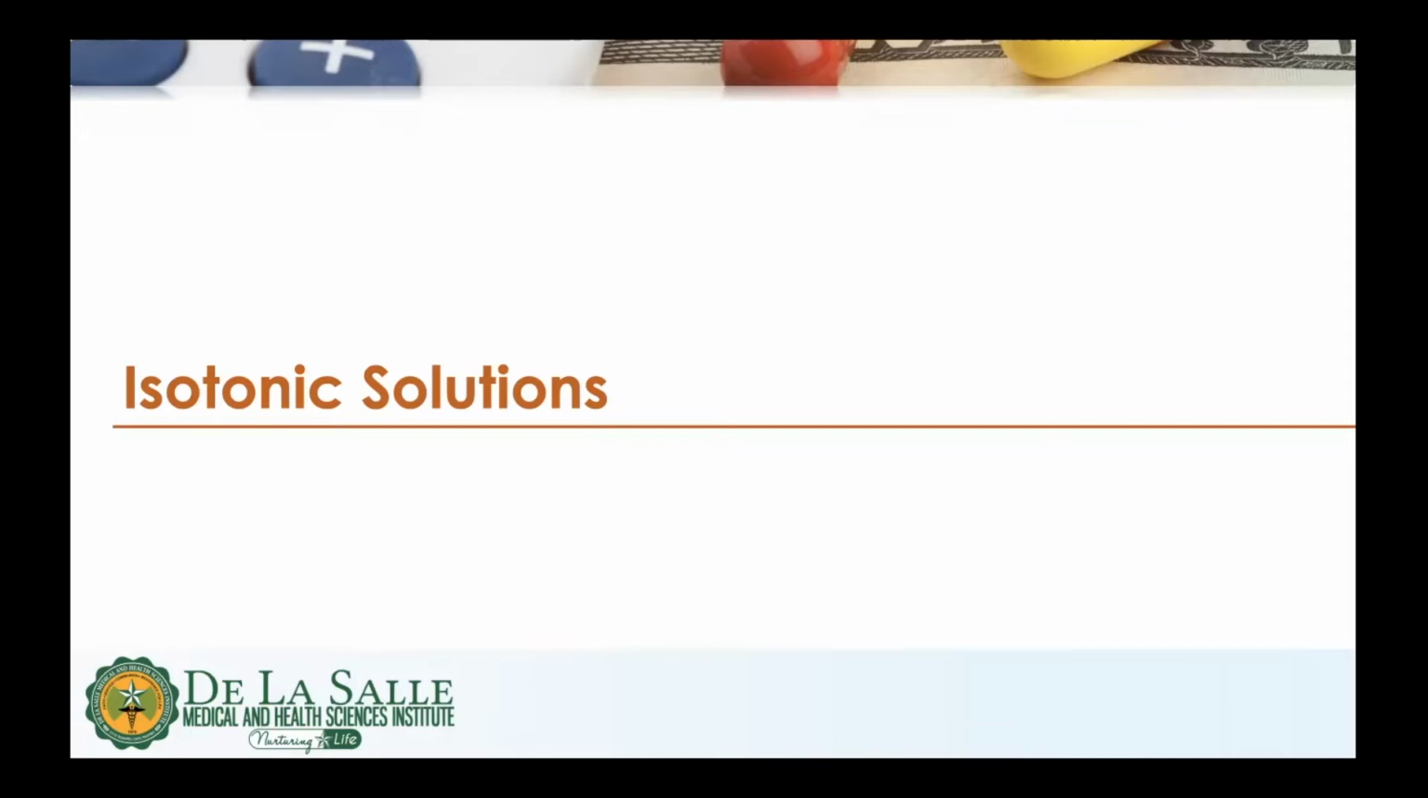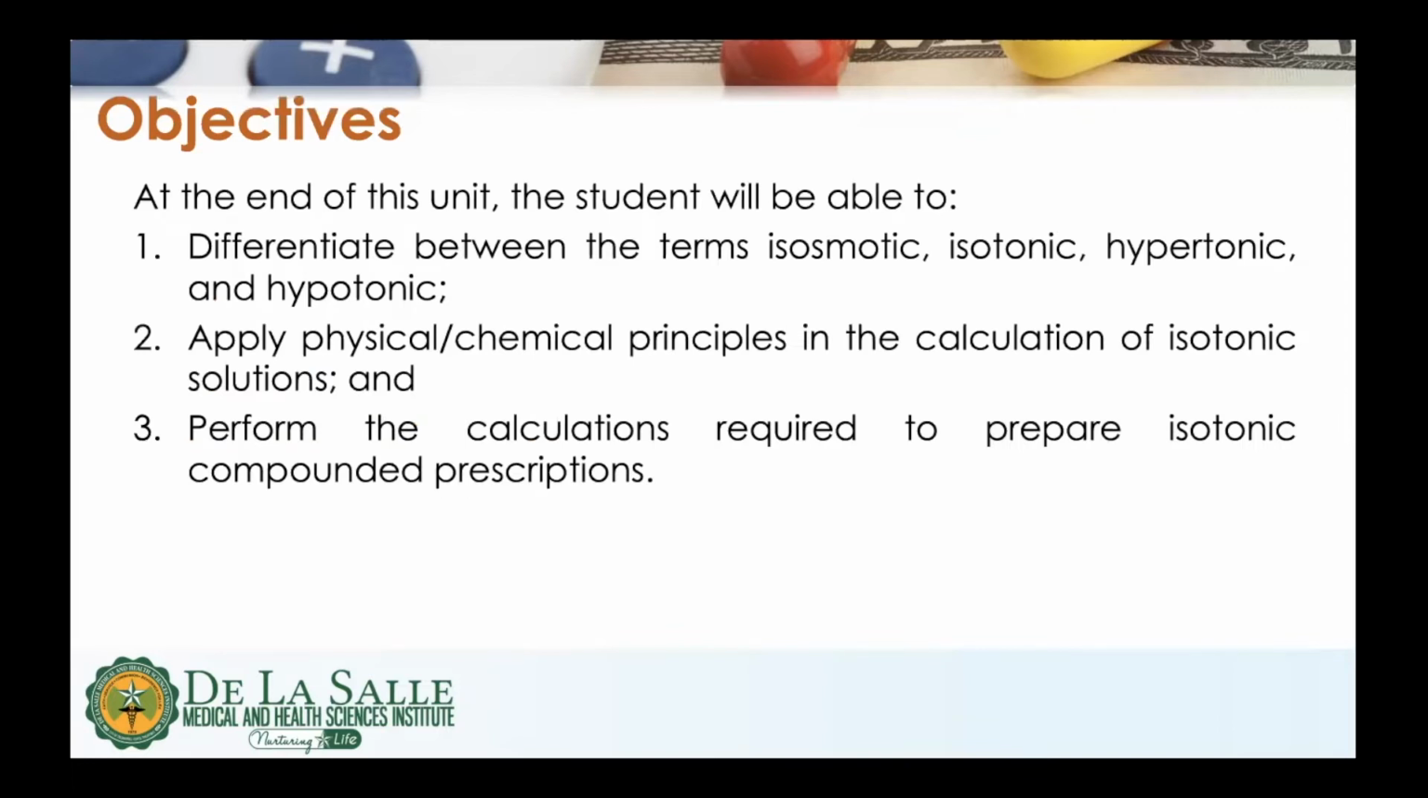This lesson introduces methods of preparing isotonic solutions using the sodium chloride equivalents, or E values, and freezing point depression. A brief overview of colligative properties shall also be covered to introduce tonicity adjustment methods. At the end of this lesson, the student will be able to first differentiate between the terms isosmotic, isotonic, hypertonic, and hypotonic. Second, apply physico-chemical principles in the calculation of isotonic solutions. And third, perform the calculations required to prepare isotonic compounded prescriptions.